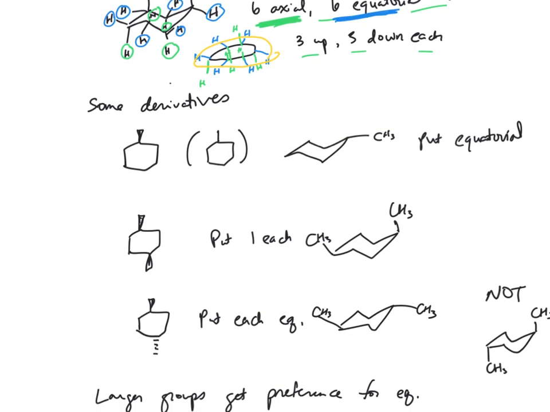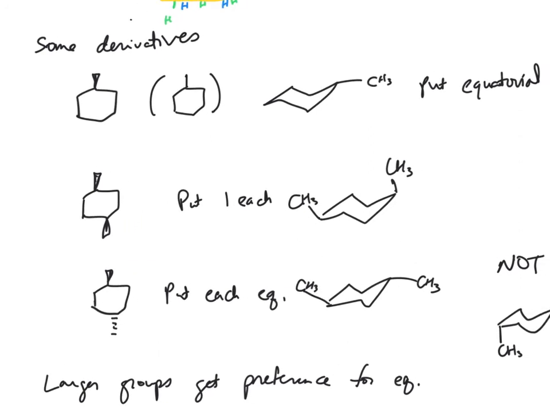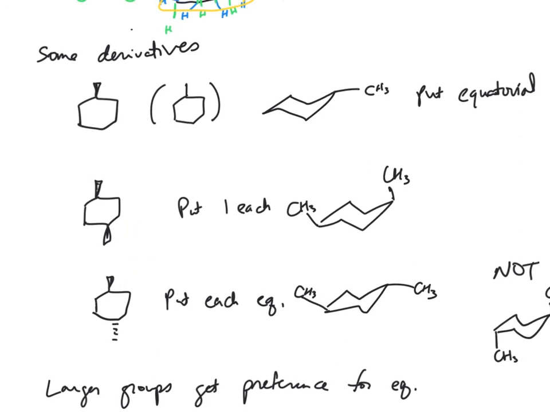When you're drawing derivatives of cyclohexane, you need to be careful that you put substituents in the right position. For example, if you have the choice to put a substituent in the equatorial position, you should. So in this compound, methylcyclohexane, which I noted first as a wedge, but then I took the wedge away because this is not a stereoisomer. But here you've got the methyl group in an equatorial position, which is going to be the lowest energy for this compound.